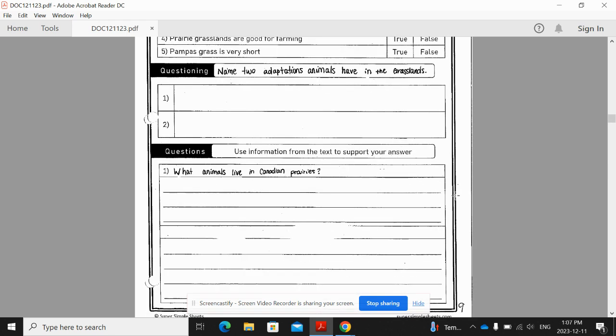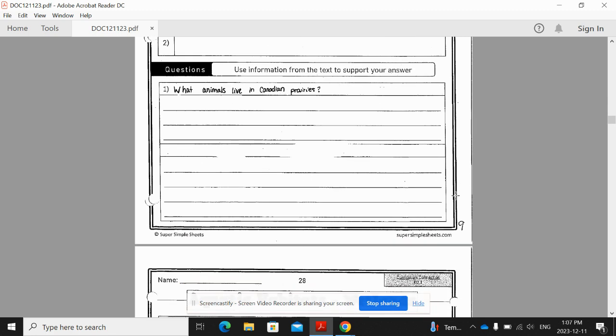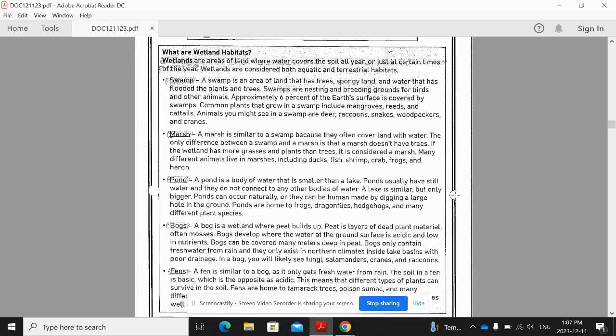For questions, you need to name 2 adaptations that animals have in grasslands. And then you need to list some answers here. It says, what animals live in Canadian prairies? So you have to list the animals that live in Canadian prairies.